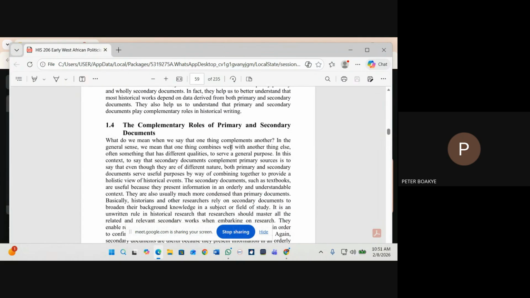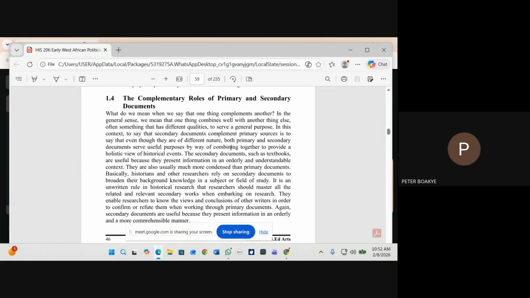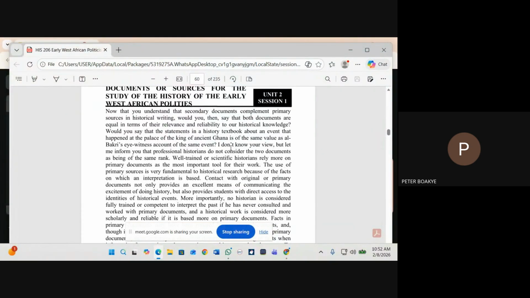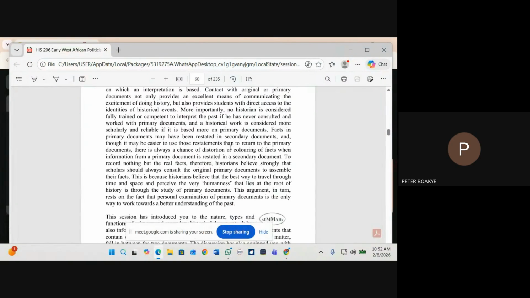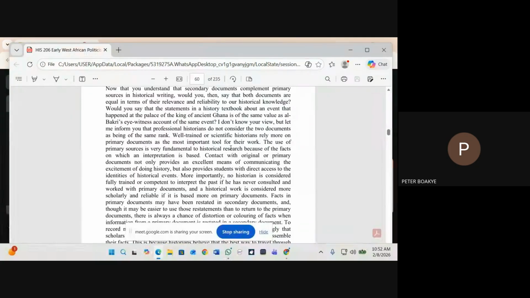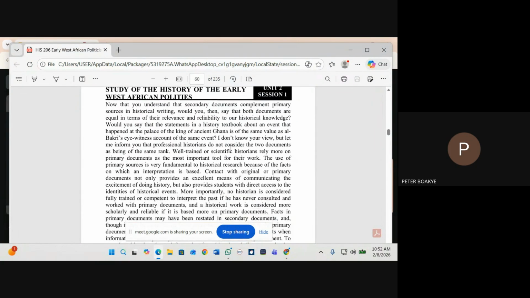Now, the complementary roles of primary and secondary documents. In the general sense, we mean that one thing combines well with another thing, offering something that has different qualities to serve a general purpose. In this context, to say that secondary documents complement primary sources is to say that even though they are of different nature, both primary and secondary sources serve important purposes. Take note of that. Now that we have understood the primary and secondary sources, they all complement or assist in writing history, and that is very important.